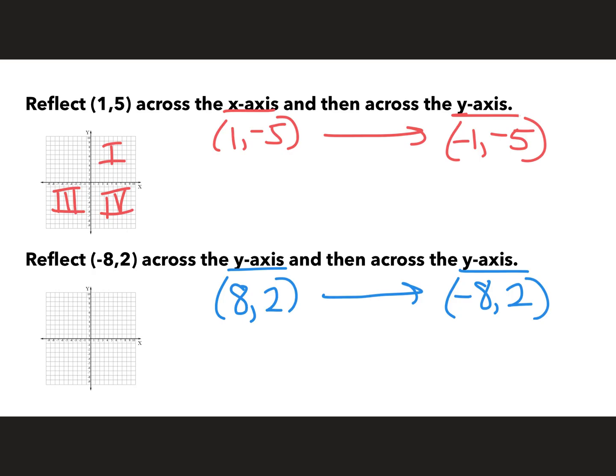Because when we started, negative 8, 2 was in quadrant 2. Then it reflected to quadrant 1 across the y-axis, and then went right back to quadrant 2 when it reflected across the y-axis again. It literally went right back to its original spot. All right, that's it. Taught you about what a reflection is, how to reflect it using a graph, how to do it with ordered pairs. Now it's time for you to go have some fun.